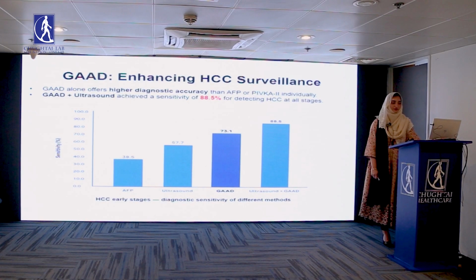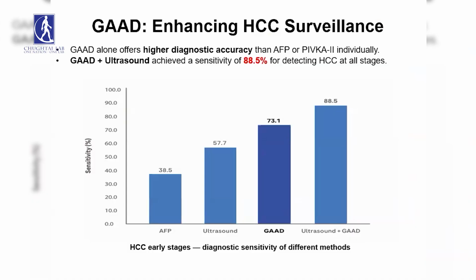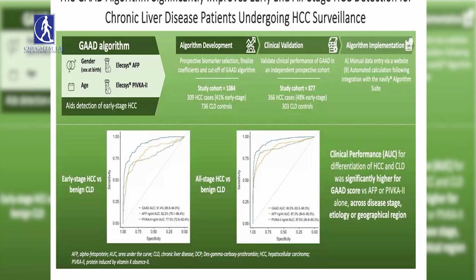This is the graph showing the sensitivity of different modalities. Alpha fetoprotein has 38% sensitivity, ultrasound 57%, GAAD 73%, and with GAAD in conjunction with ultrasound, the sensitivity improves to 88.5%. This study shows that it is clinically validated over 1900 patients, and this algorithm can be used manually via a web tool or can be integrated into an automated system.